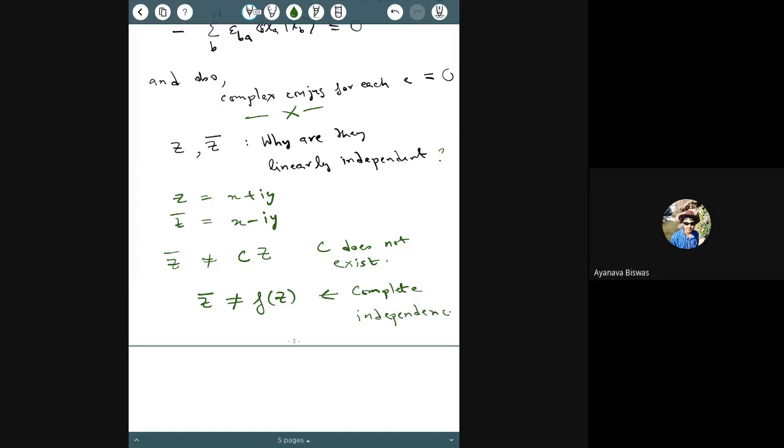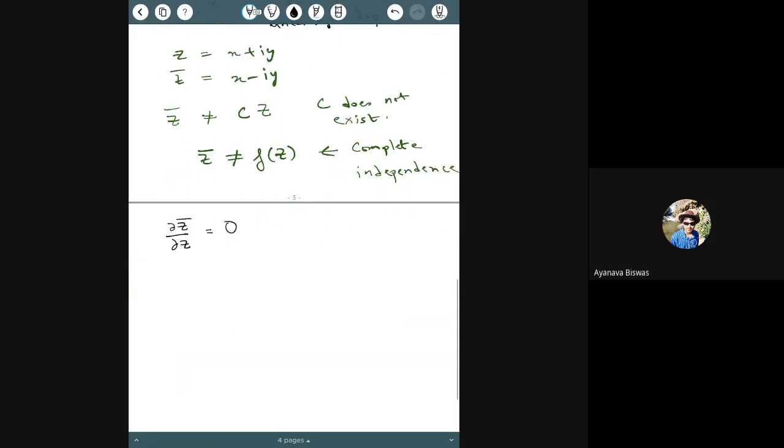Any clue? This is not so straightforward. We can take the derivative, del z bar del z. That should be 0. But how will you show that, generally? Okay. So let's.